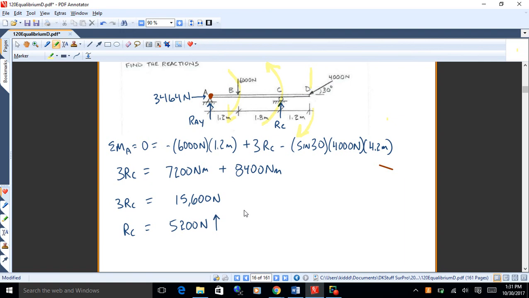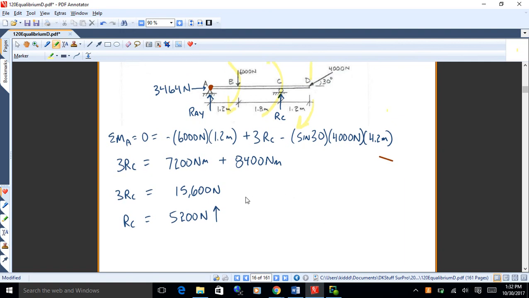And then, what else do we got here? We want to find RAY. All good. Okay, so we want to find RAY. What's the easiest way to get it? Yeah, just sum of forces in the Y. Don't mess with another moment equation. Moment equations are more complicated. You've got moment arms and directions you have to be thinking about. So just take the simplest way to get something. That'd be sum of Fy to get RAY. Okay.